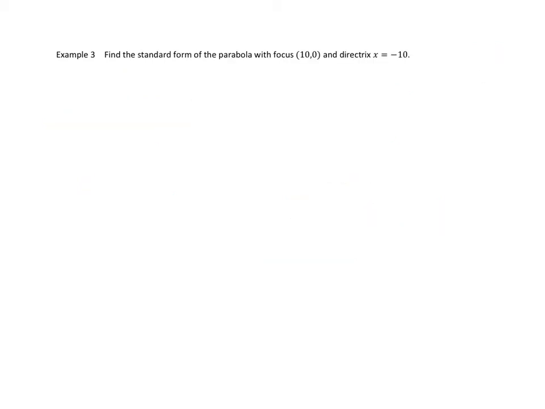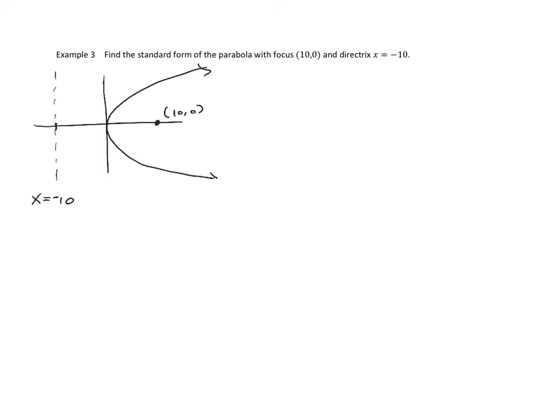Okay, going backwards here a little bit in example 3. This time, if we start with a focus and a directrix, can we get the standard form of the equation for the parabola? So if I try to sketch a graph of what's going on here, the directrix is at x is equal to negative 10. We'll say that's over here. And therefore, the focus has to be at positive 10, which is right here, 10, 0. So I know the parabola has to look like this.